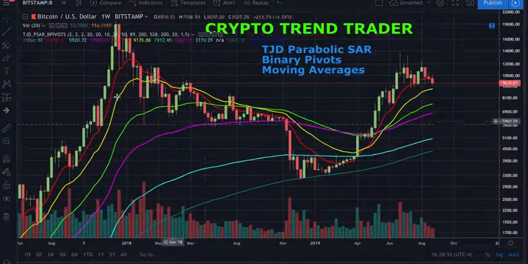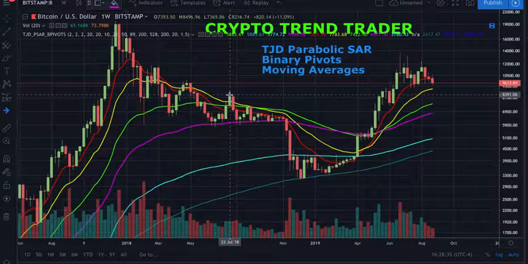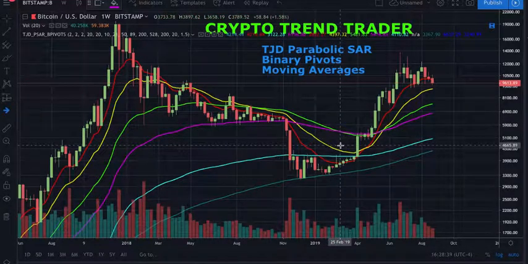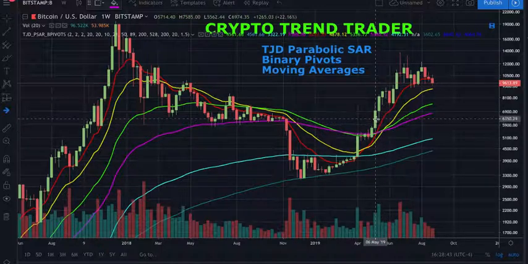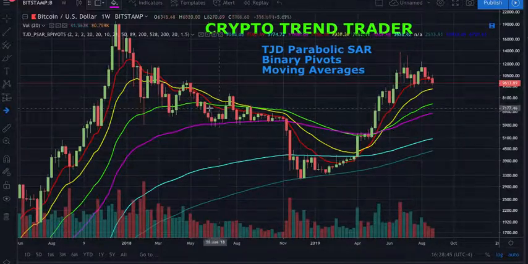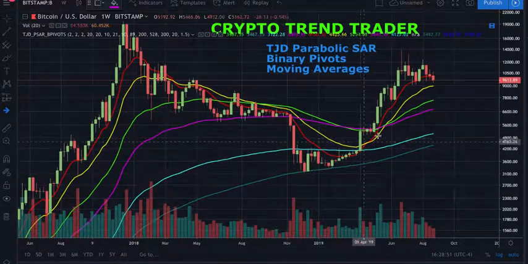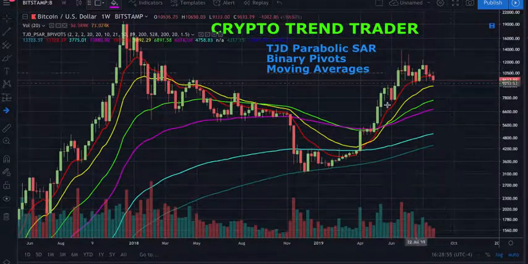And then I just want to talk about something in particular. You hear people talking about death crosses and golden crosses regularly, and it's important you understand what that term means and the purpose of it. Now the death cross is essentially the 50 moving average, the green moving average, crossing below the 200 moving average, and the golden cross is the 50 moving average crossing above the 200 moving average.